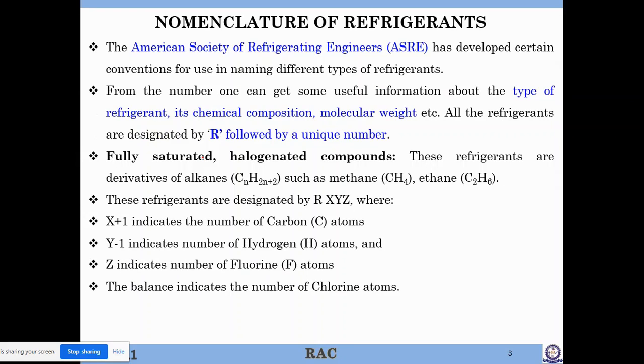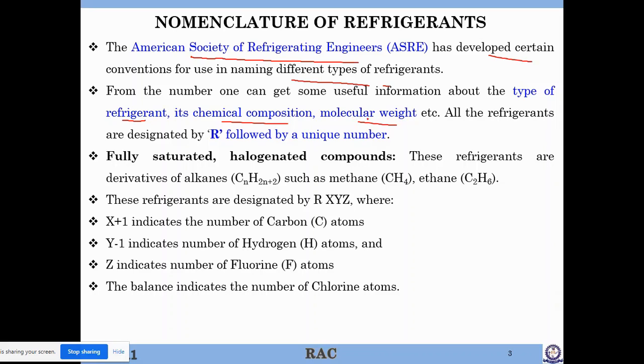We can understand by this. The American Society of Refrigerating Engineers has developed certain conventions for use in naming different types of refrigerant. From the number, we can get some useful information about the type of refrigerant, its chemical composition, molecular weight, etc.